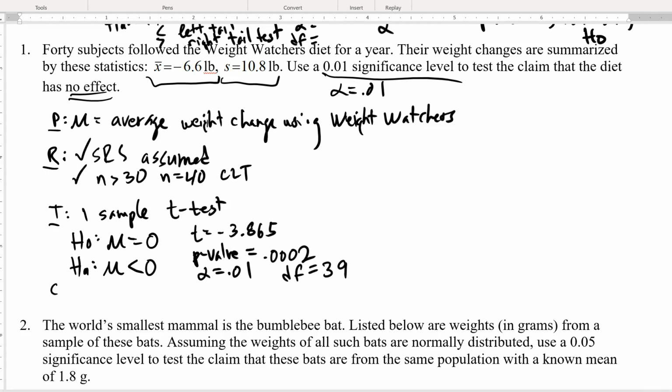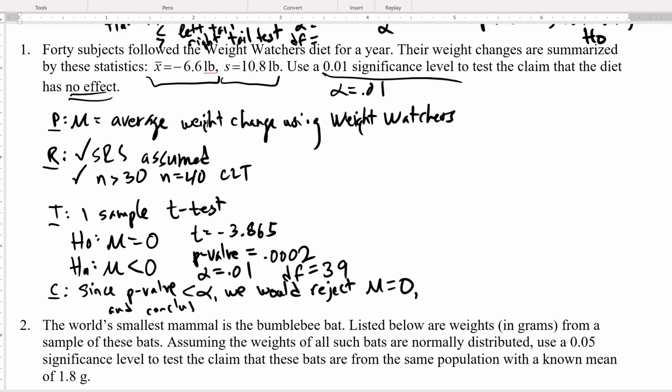Based on this, we have a conclusion. Since the p-value is, well, it's lower than alpha, right? We would reject the null hypothesis that mu equals 0, that the average weight gain is 0, and conclude that mu is less than 0. Means what? The diet works.